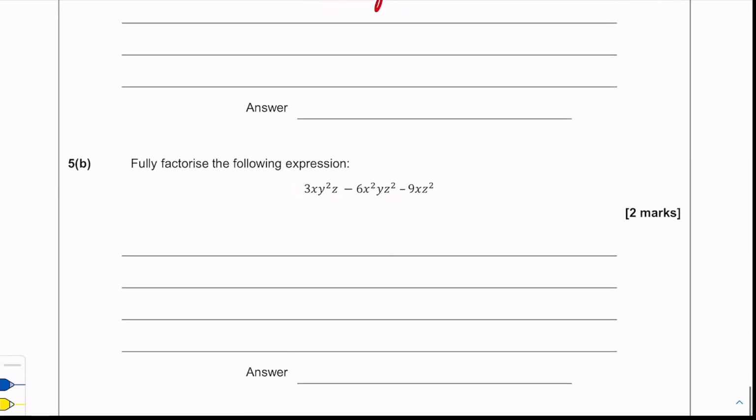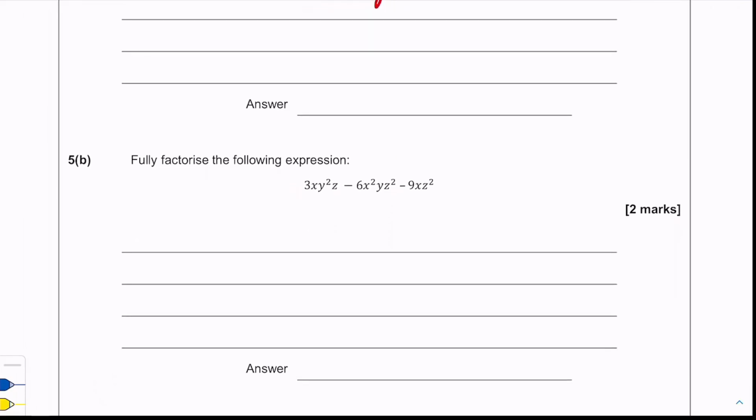Okay, so for part B, it's a little bit harder because we have 3 algebraic terms now. So let's see what appears in all of them. Well, we've got a 3, a 6 and a 9, so 3 definitely does. We can factor out the 3. We've then got x y squared z, x squared y z squared, and x z squared. So x appears in all of them. So we can put an x down. Does y? Well, y appears here, it appears here, but not here. Does z? Z's there, and there. So we can put a z down as well.